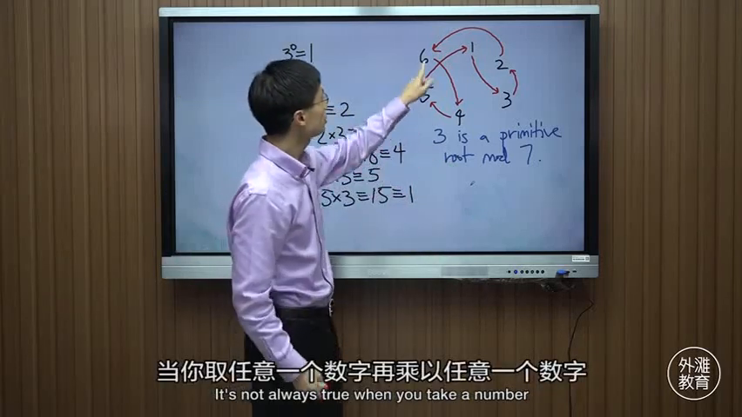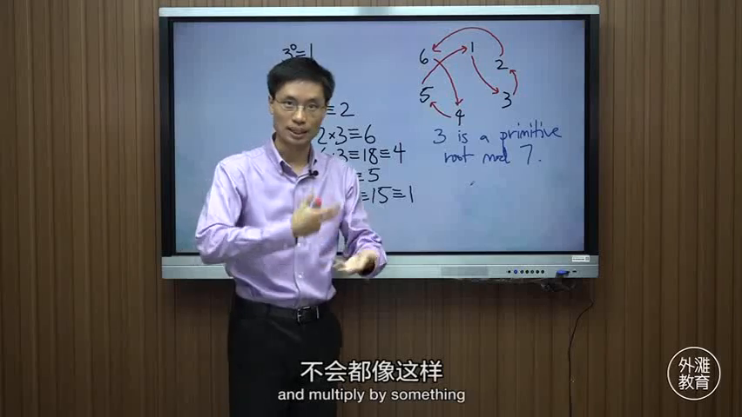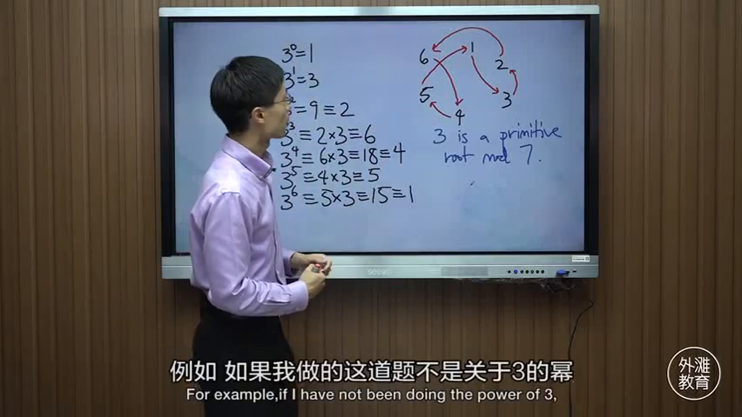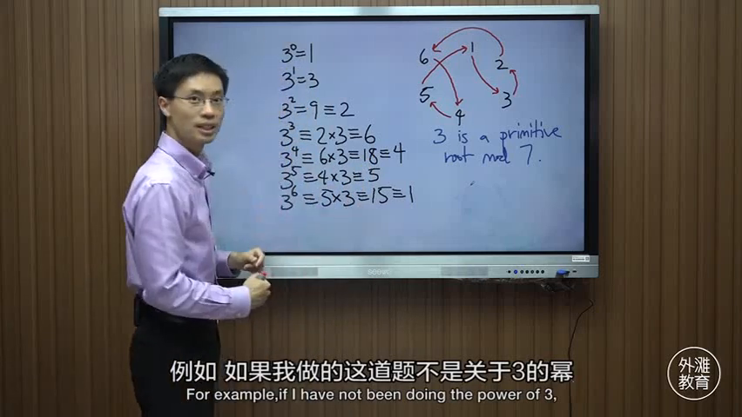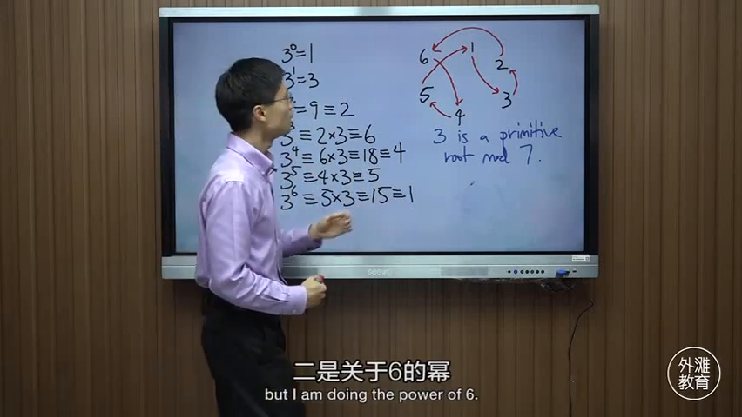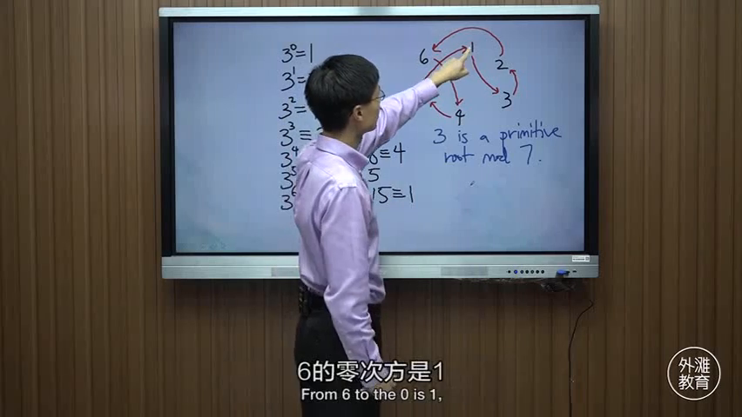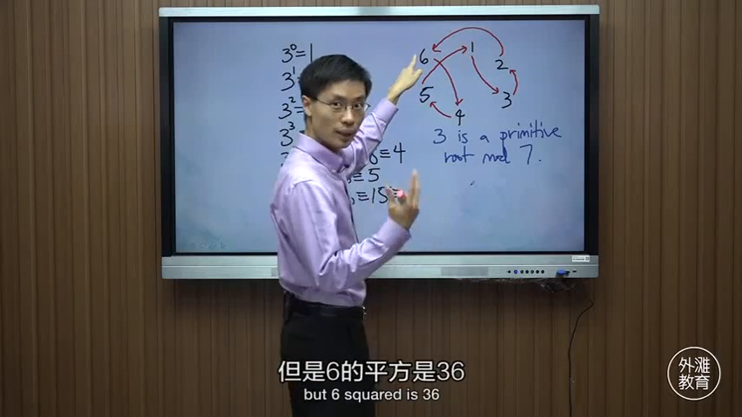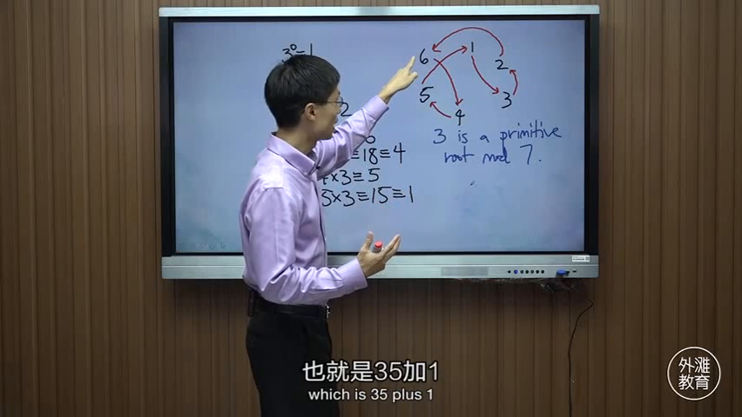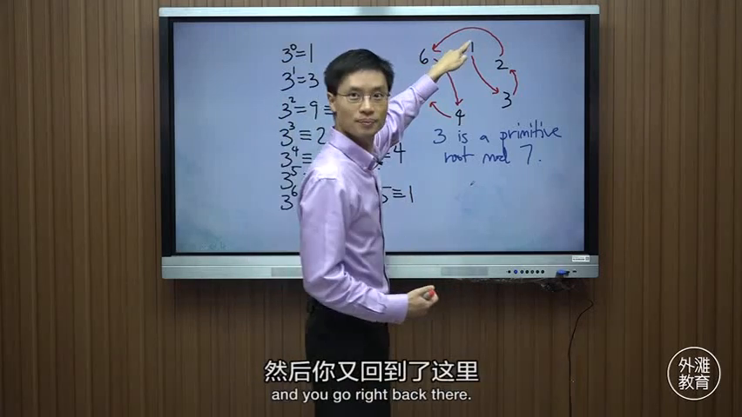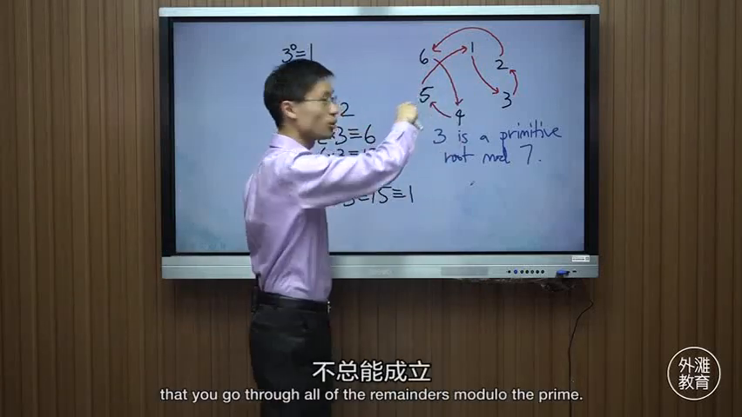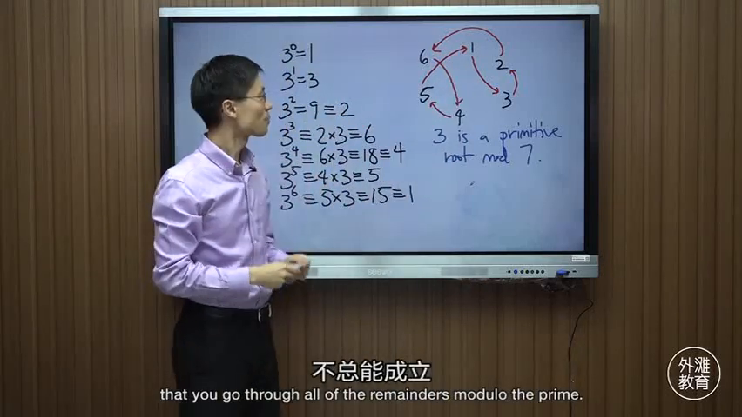It is not always true that when you take a number and multiply by something, it goes all the way around. For example, if I had not been doing powers of 3, but I'd been doing powers of 6, my picture would look very different. From 6 to the 0, it's 1. 6 to the 1 is 6. But 6 squared is 36, which is 35 plus 1, and you'd go right back there. So it is not always true that you go through all of the remainders modulo the prime.